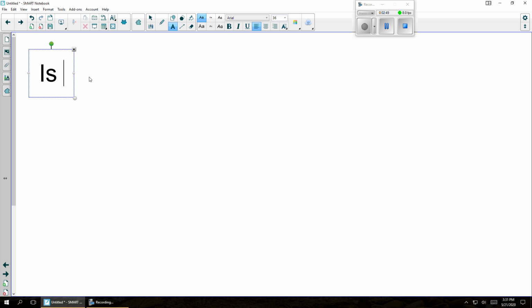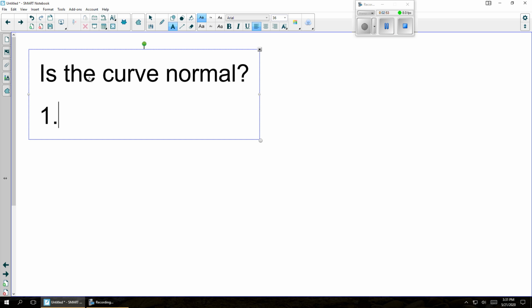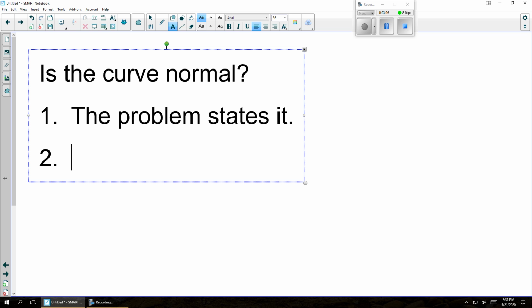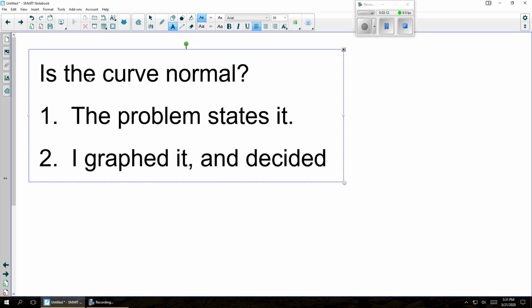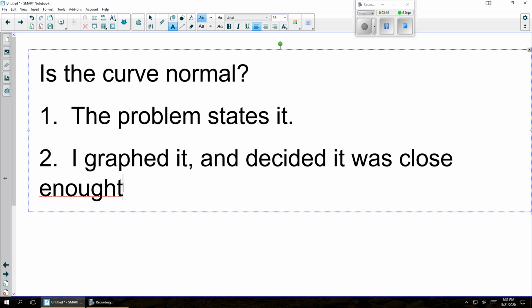First, the problem says it. This is a great idea and worth circling as you read through the problem. If the problem states it, it's normal. Another way, I graphed it. And we could look at the graph and decide it's close enough to be normal. Doesn't mean it is normal.